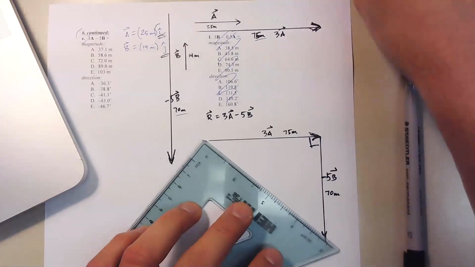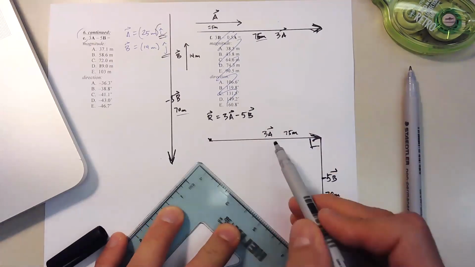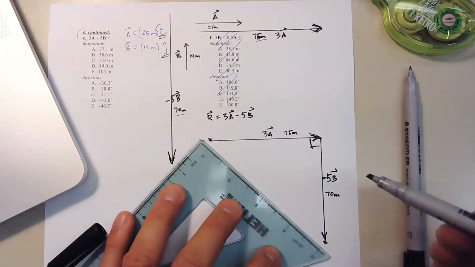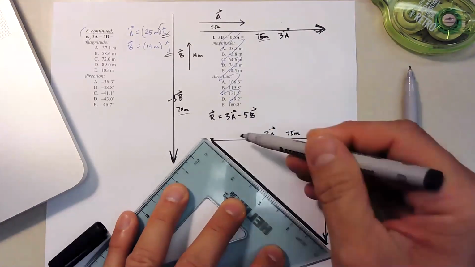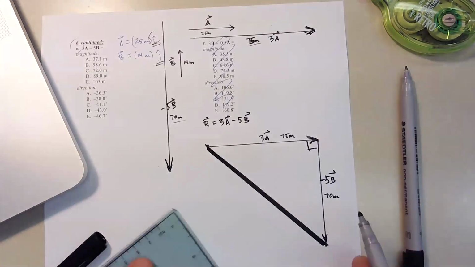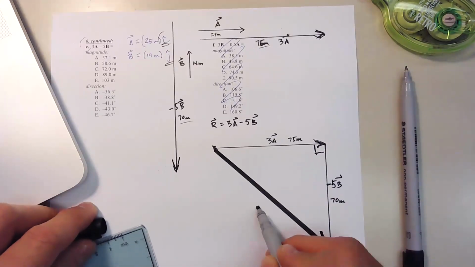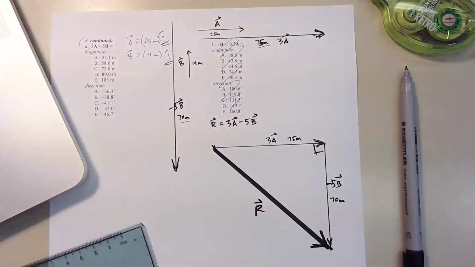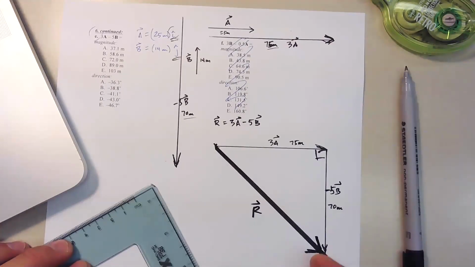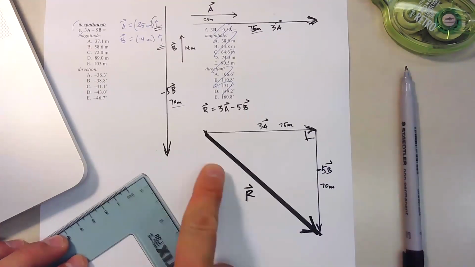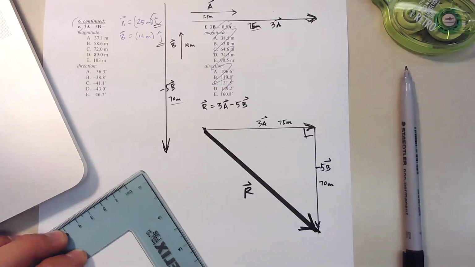Now I can draw my resultant. My resultant is going to be from the start of the first vector, 3A, to the end of the last vector, negative 5B, exactly as the crow flies. Like that. I'll put the arrowhead on the end, just to remind me which direction it points. It doesn't point the other direction. It's going to point this way because it's from the start of the first vector to the end of the last vector.